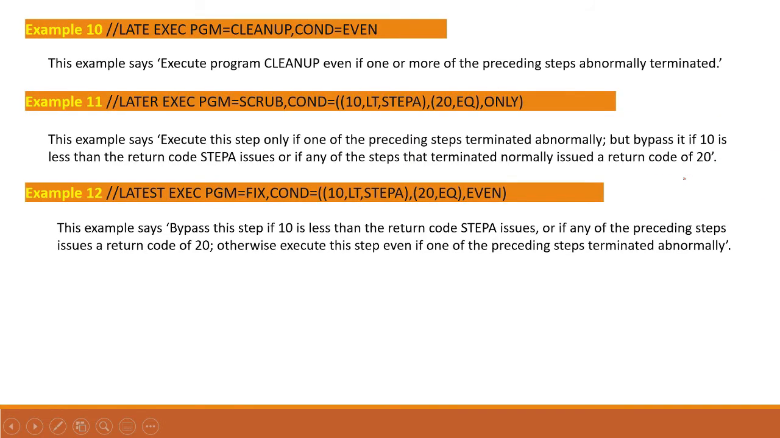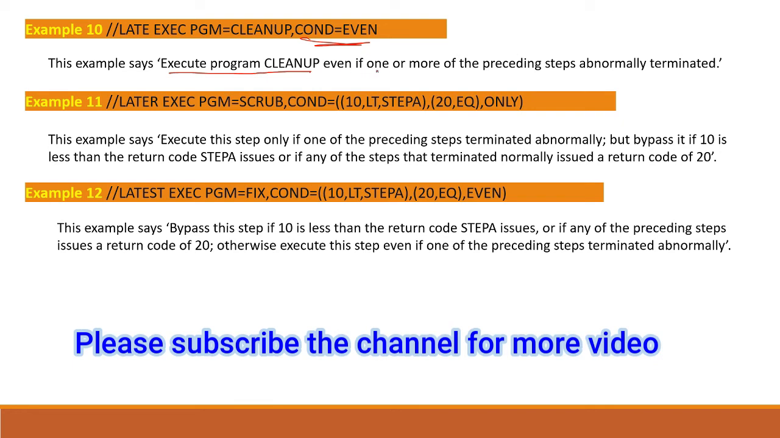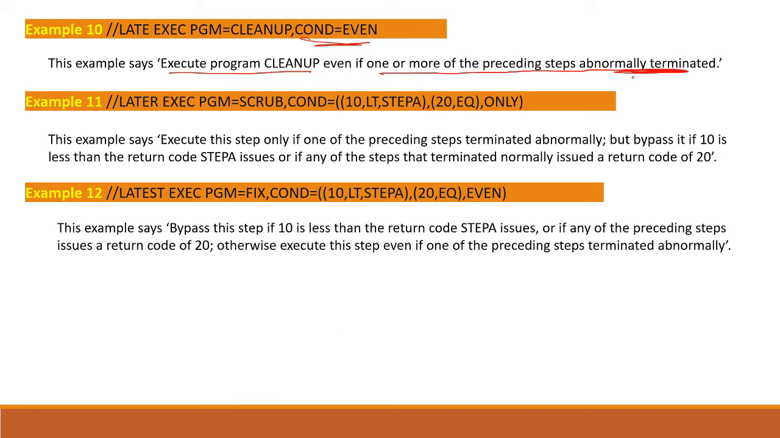And we have example 10 here, where we are giving COND equal to EVEN, meaning execute the program cleanup even if one or more of the preceding steps abnormally terminated. Meaning if any of the previous steps terminated, then execute this step. Even if the previous steps are not terminated, it will also execute this step.